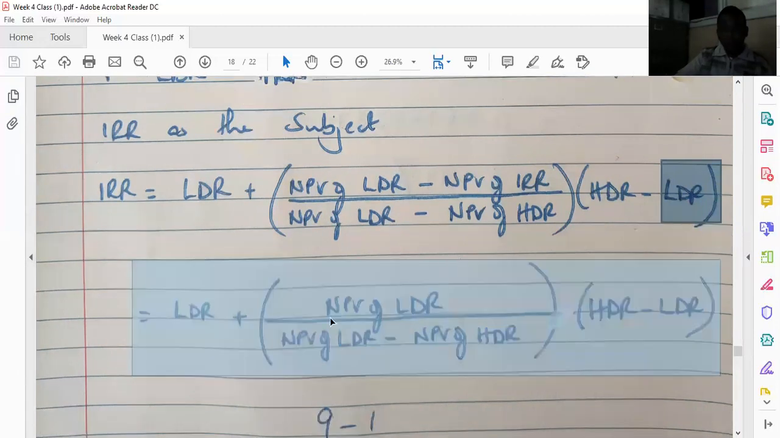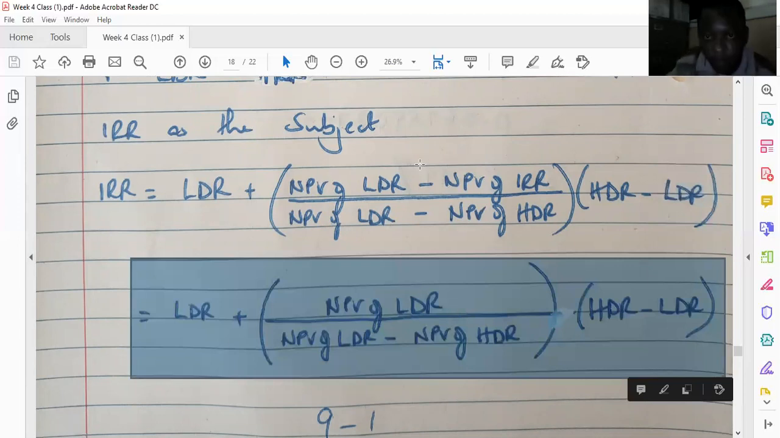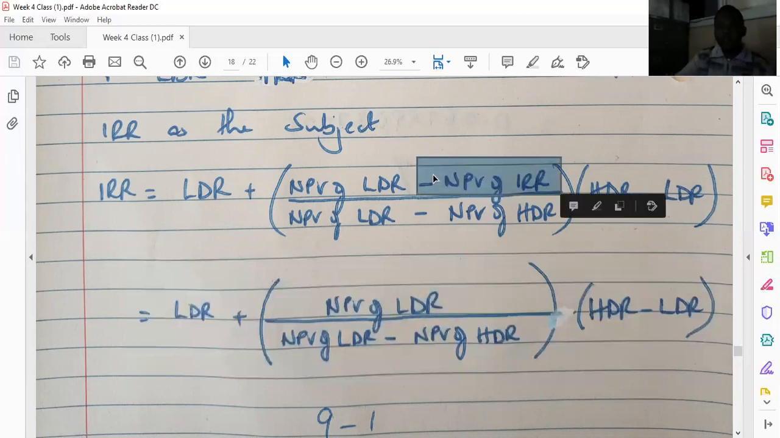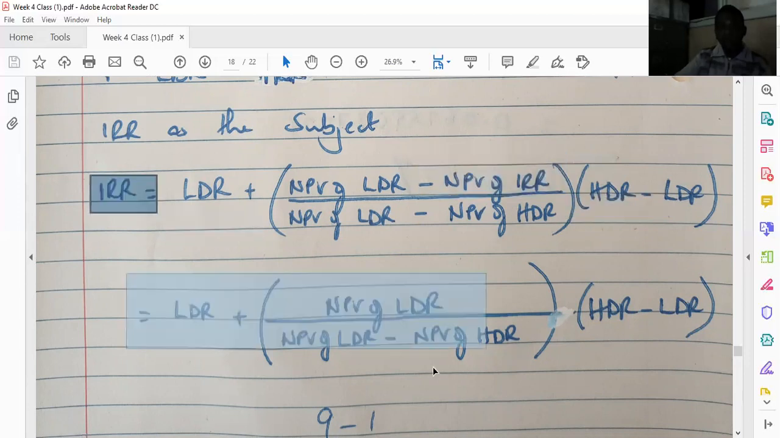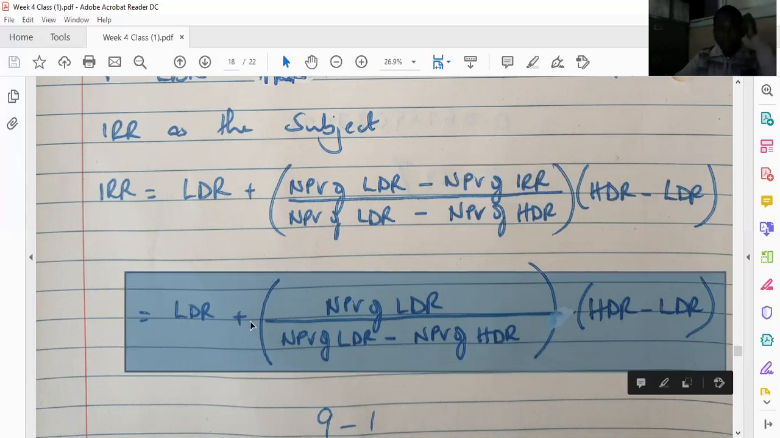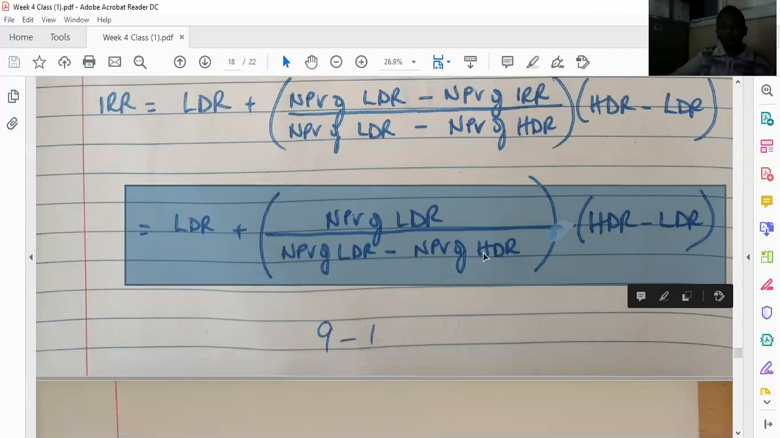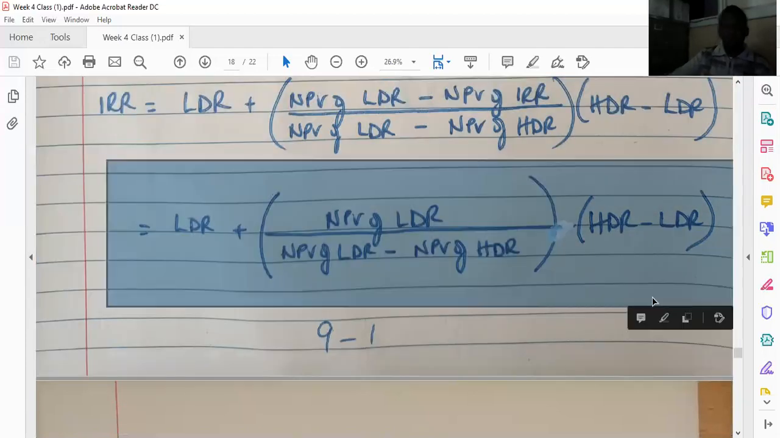In this case, we do away with the NPV of the internal rate of return, because as per the definition, the NPV of the internal rate of return is equal to 0. So our formula for the internal rate of return shall be simply equal to that one. That is the lower discounting rate plus, in brackets, the NPV of the lower discounting rate divided by the NPV of the lower discounting rate minus the NPV of the higher discounting rate, multiplied by the higher discounting rate minus the lower discounting rate. So you can apply this for our question.